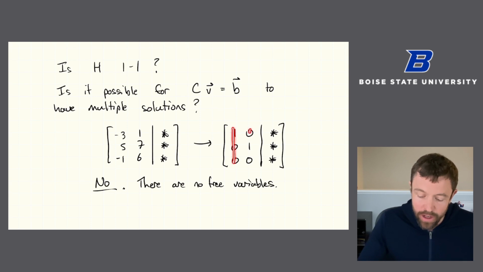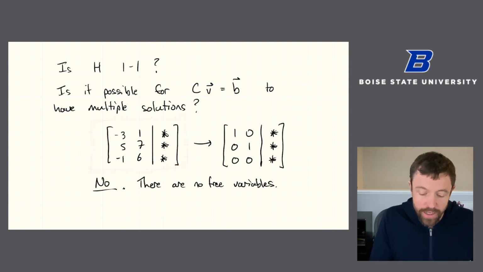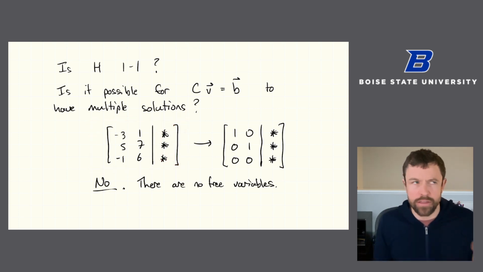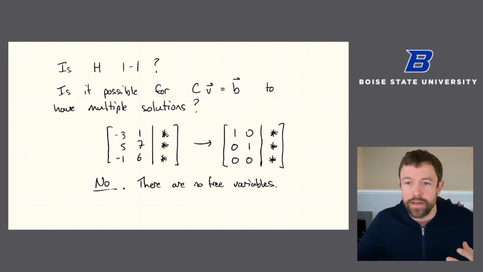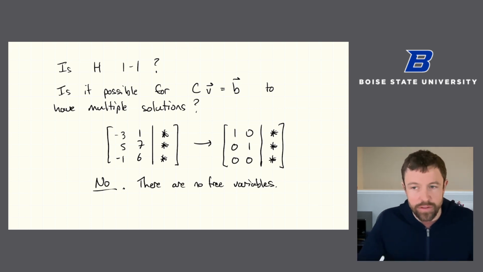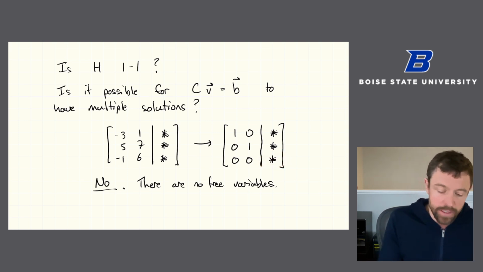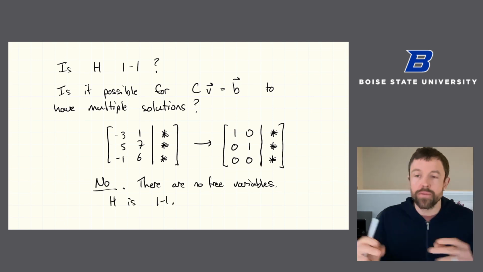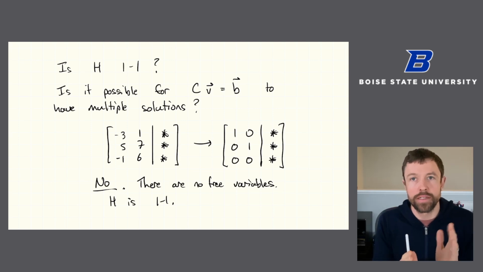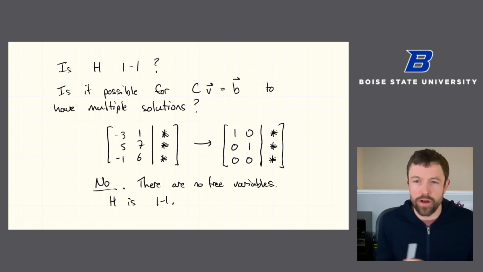Because we have a pivot in every column in echelon form, it means that when we solve this system for any values in place of these asterisks, is that how you pluralize asterisk? I don't know. When we solve this, you don't get free variables, and so you can't have multiple solutions. You could have one solution if you get a 0 here, or you could have no solutions if you get non-zero here, but you can't have multiple solutions. And so this means that H is one-to-one. So that's why checking the columns tells us whether it's one-to-one. What we're really checking is, are there free variables when we solve this linear system?